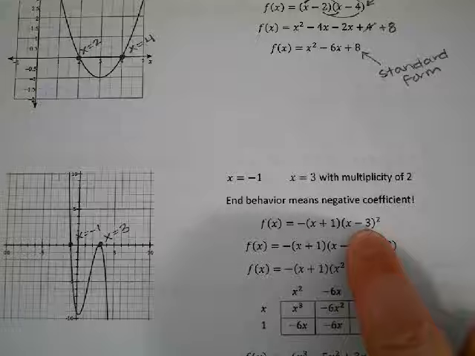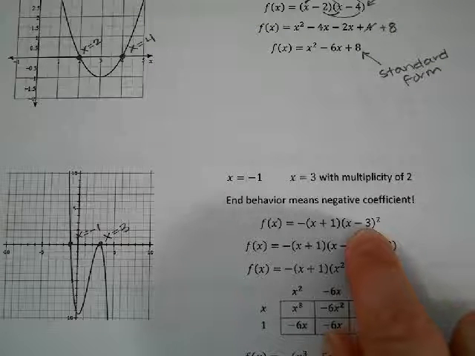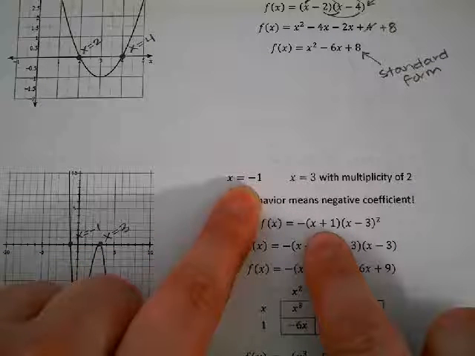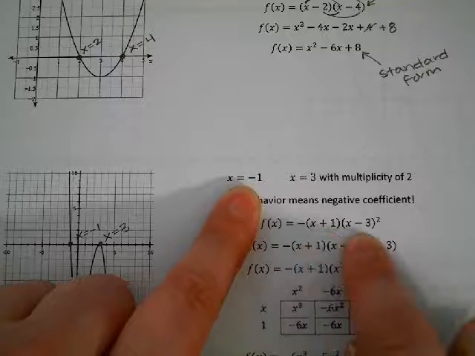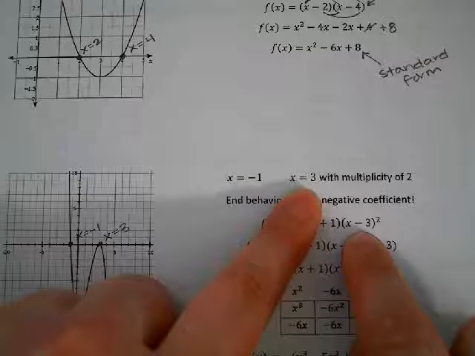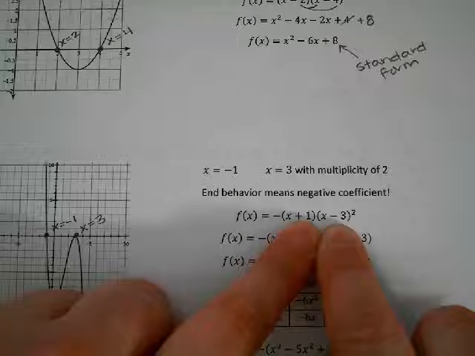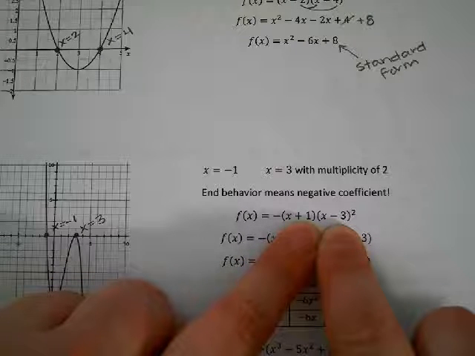So if you were to write it as a factor, it'd be x minus 3 in the parentheses. And then the x-intercept of negative 1 would be x plus 1. But since the x-intercept of positive 3 has a multiplicity of 2, when you put it in the parentheses in the factored form, you write x minus 3 squared. There's 2 of them.